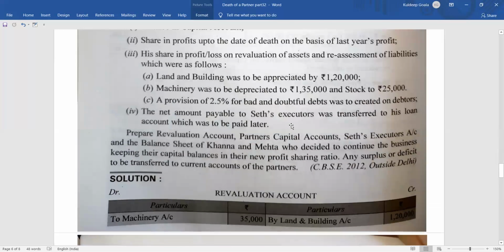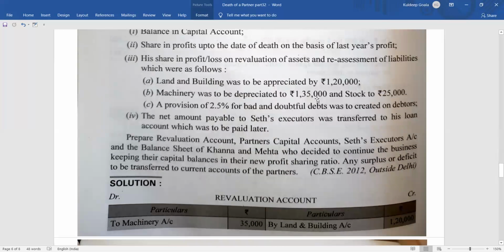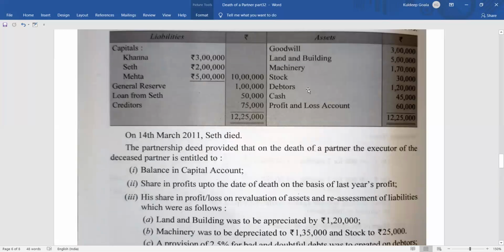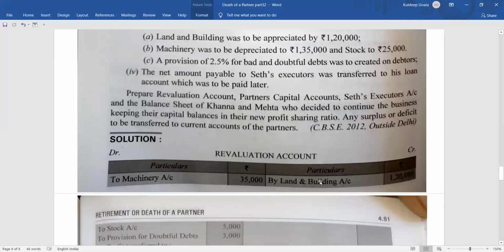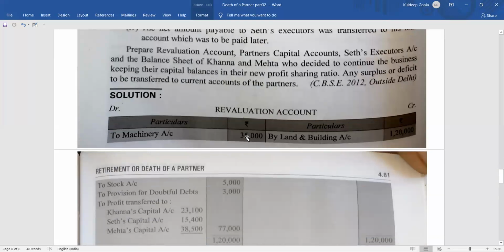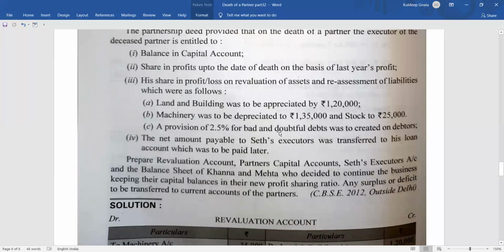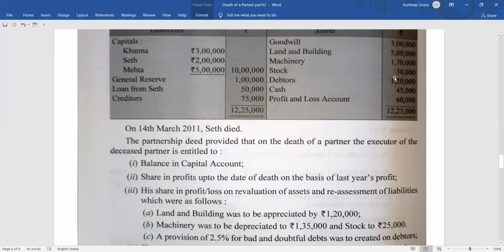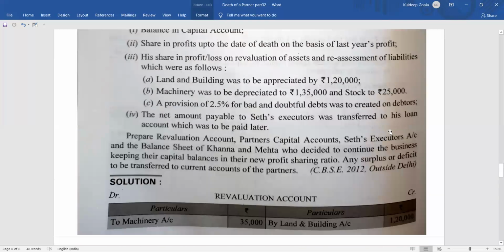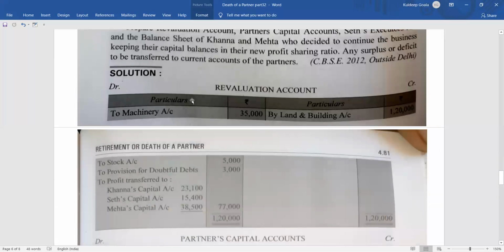The next one, machinery to be appreciated, 1,35,000. So we saw that the balance is 1,70,000 minus 1,35,000, which becomes 35,000. So it will again come on the debit side, to machinery account, 35,000. And stock to 25,000. Stock will be decreased to 25,000. Stock was 30,000, it will come down to 25,000, so it is 5,000 rupees loss. It will come on the revaluation debit side, to stock, 5,000.